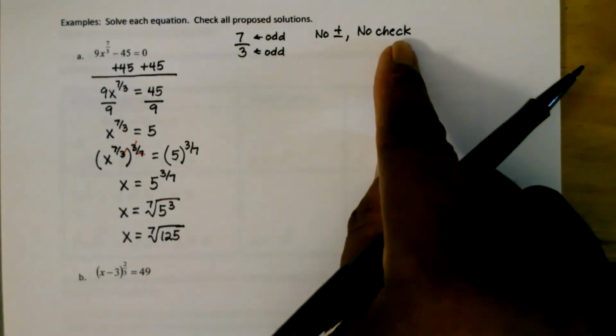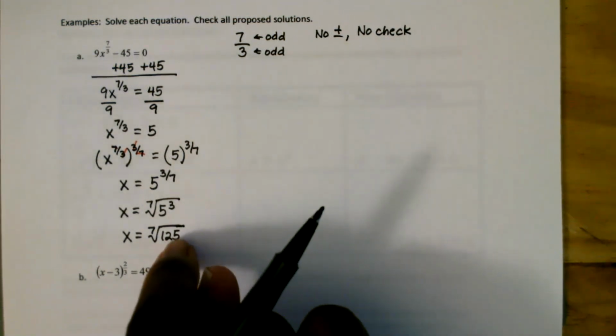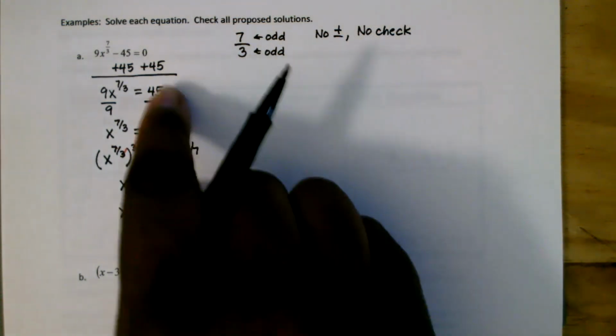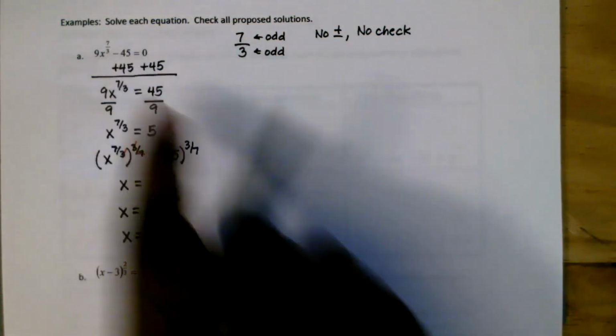And of course, we don't do the check here. So we're done with this problem. x is equal to the 7th root of 125. And of course, we don't need the plus or minus symbol because our numerator was odd.